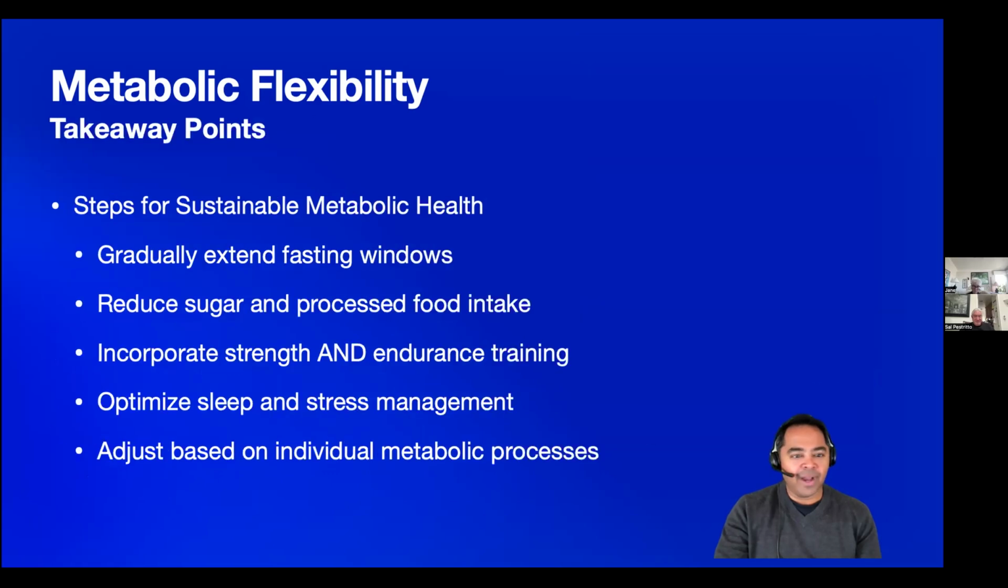So berberine, powerhouse of cells. Takeaway points from today's talk: sustained metabolic health. How do you do it? Well, gradually extend these fasting windows, reduce sugar and processed food, incorporate strength and endurance training, and again, low level endurance training, optimize sleep, and adjust based on individual metabolic processes. So that's everything I have to talk about today.